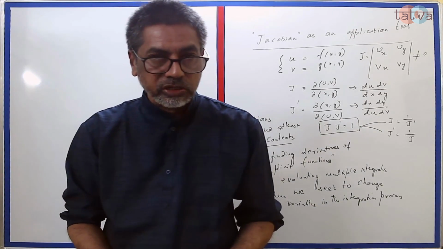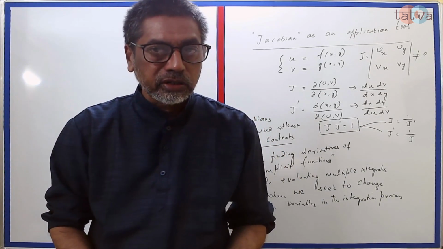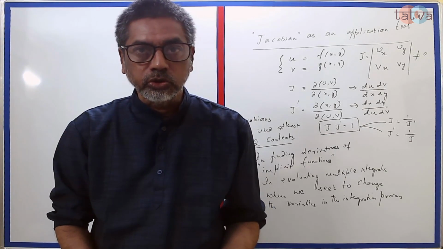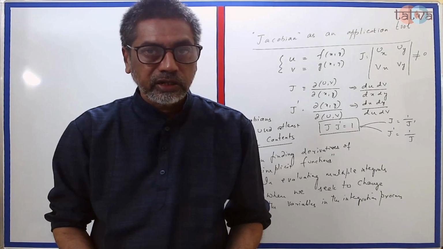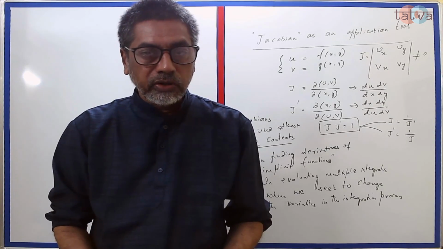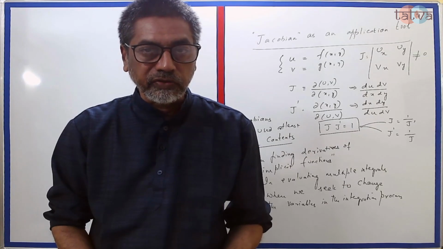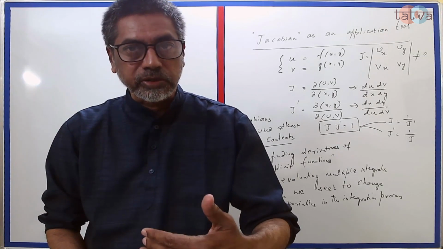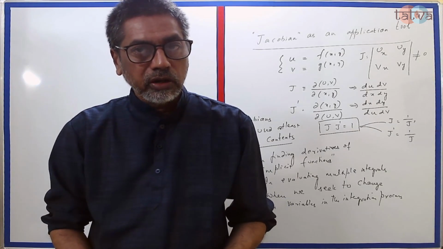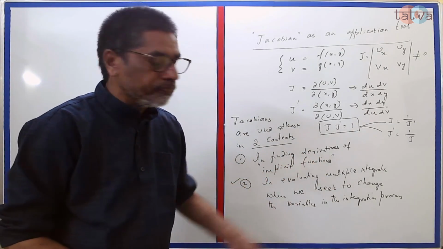to change the variables. Of course, you should understand that you cannot change variables just for the sake of it. There must be a necessity or a need for that. Otherwise, a very simple situation can become complicated if you keep on changing the variables. It should be the other way around. A complicated situation must become simple when you change the variables. So let me explain this application of Jacobians today.